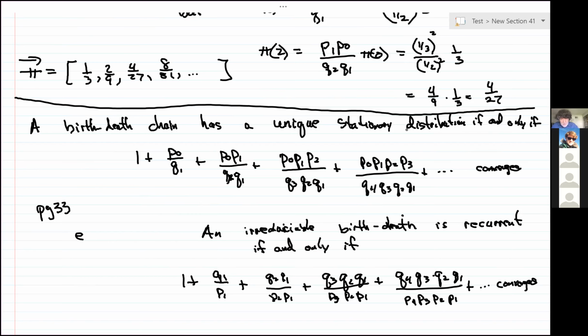Okay, Professor, I have a question. Sure, go for it. For the sequence at the bottom, why are we starting at P1 instead of P0? This one here? Yeah. Maybe you're right.